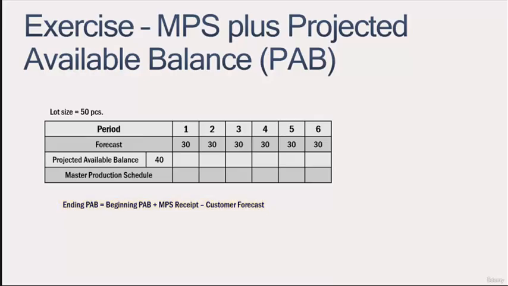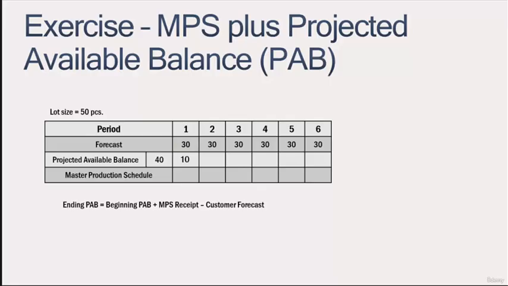Using the formula, let's begin filling in the chart. We'll start with period 1. We have an opening inventory balance of 40 pieces. Using the formula for period 1, we have 40 pieces as the beginning PAB, plus 0 as we don't have an MPS receipt, minus the forecast of 30 equals balance of 10 as the ending PAB for period 1.